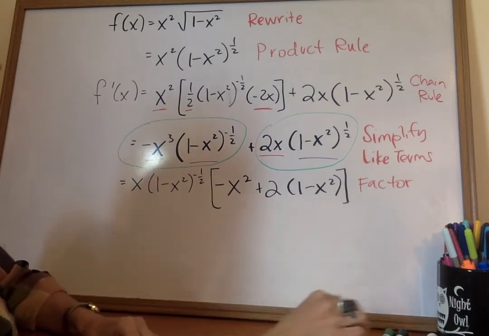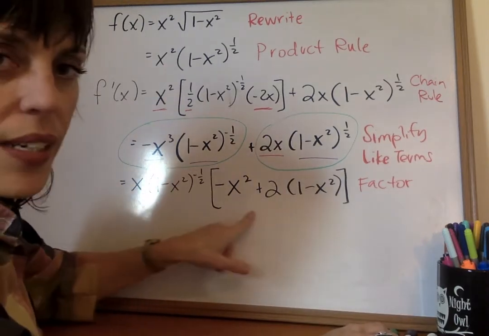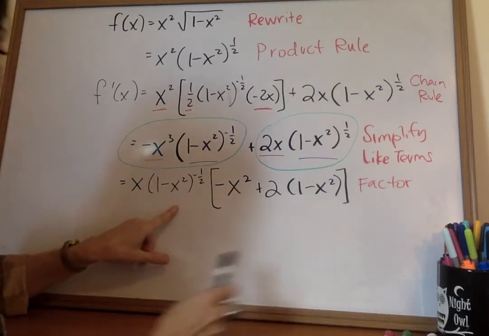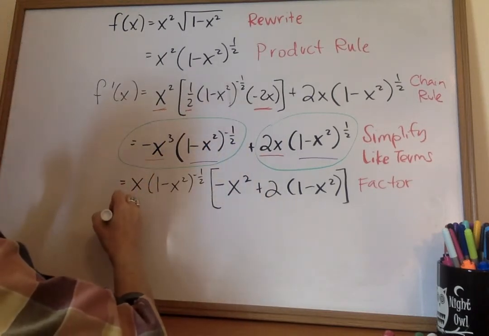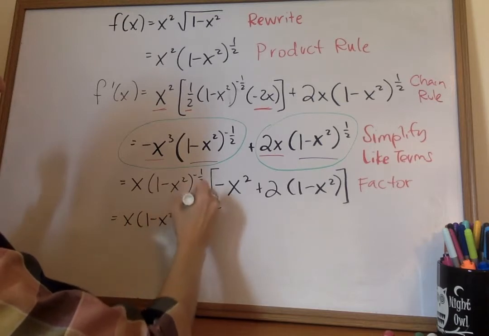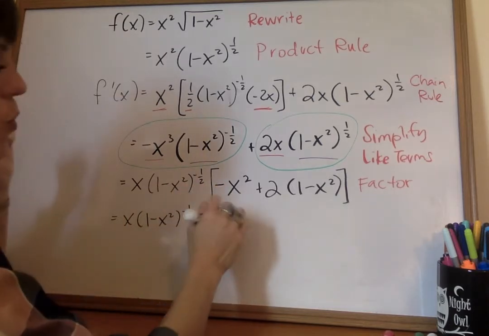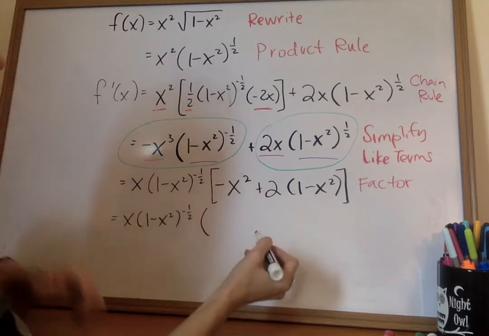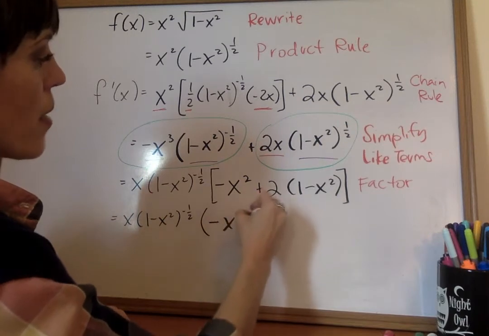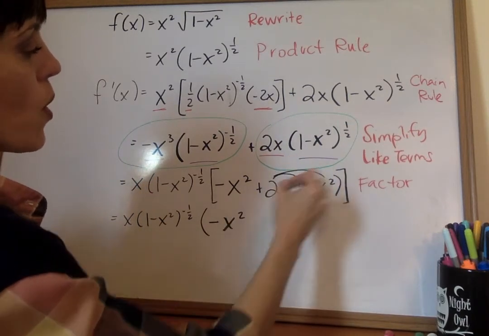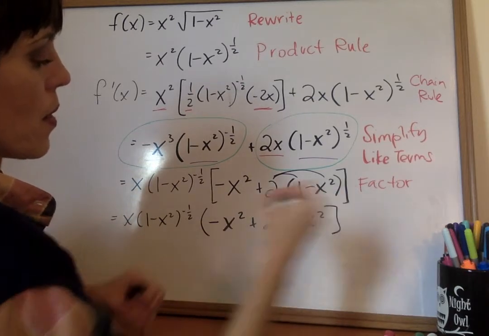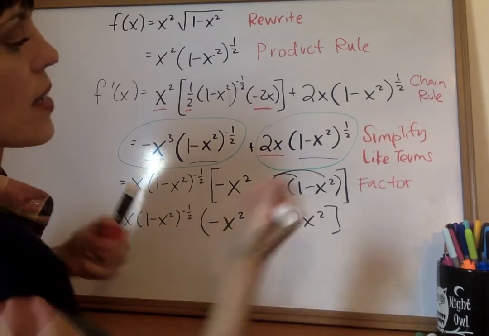Okay, so it looks like I've got some stuff I can clean up inside this set of brackets right here. So I'm going to leave the factors as they are, x times 1 minus x squared to the negative 1/2. And inside my brackets, which I'm now going to write as parentheses, I'm going to distribute and see what I can combine. So I'm going to have negative x squared. I'm going to distribute this 2 plus 2 minus 2x squared. So I'm going to call that, again, simplify.